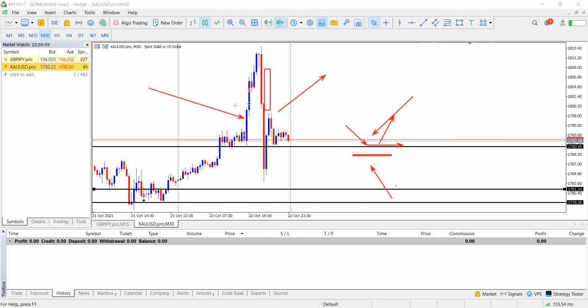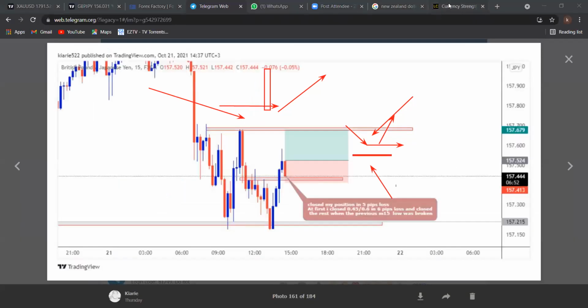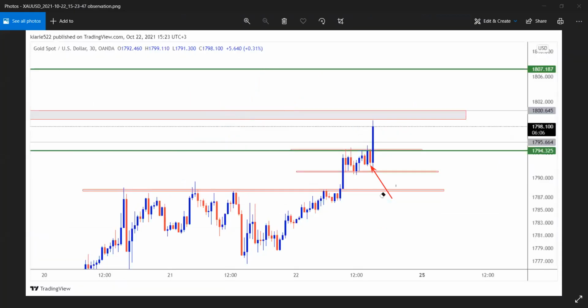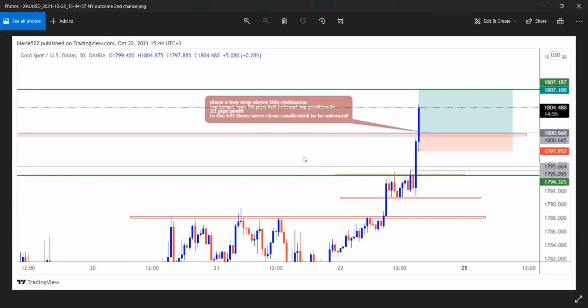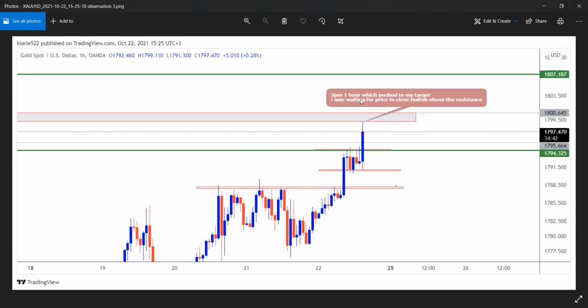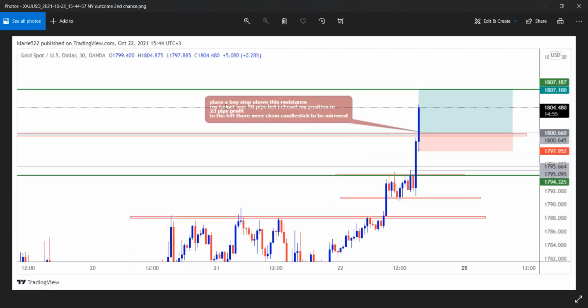Nikasema, nikiwa na buy stops above hapa, na nakumbuka hata hiyo picha nilituma kwa group. Hii candlestick ikibreak hii resistance hapa, ita continue the bullish trend. Acha tuone. Ndio hii. The 3 p.m. one hour candle push to my target as I was waiting for price to close bullish above the resistance. So the next candlestick, I placed a buy stop above this resistance.